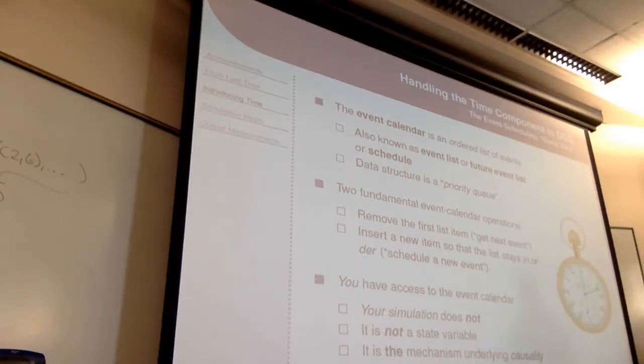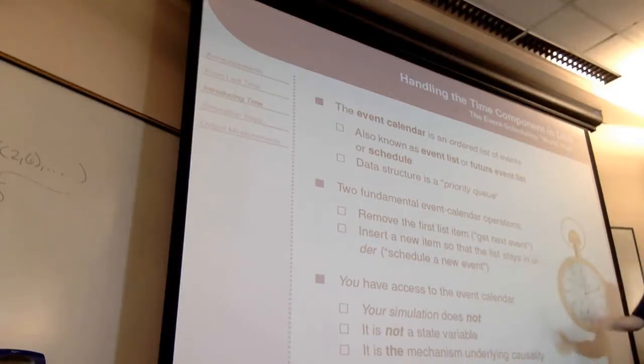Although in your hand simulations, you manually access the event calendar, once you get away from hand simulations, you have to forget the event calendar exists. It is not something you're allowed to access. It's something that only Arena is allowed to access. It is not a state variable. It is a tool that Arena is using to figure out where to go next. But it's good to know that it exists because it gives you an idea of how these simulations are running.